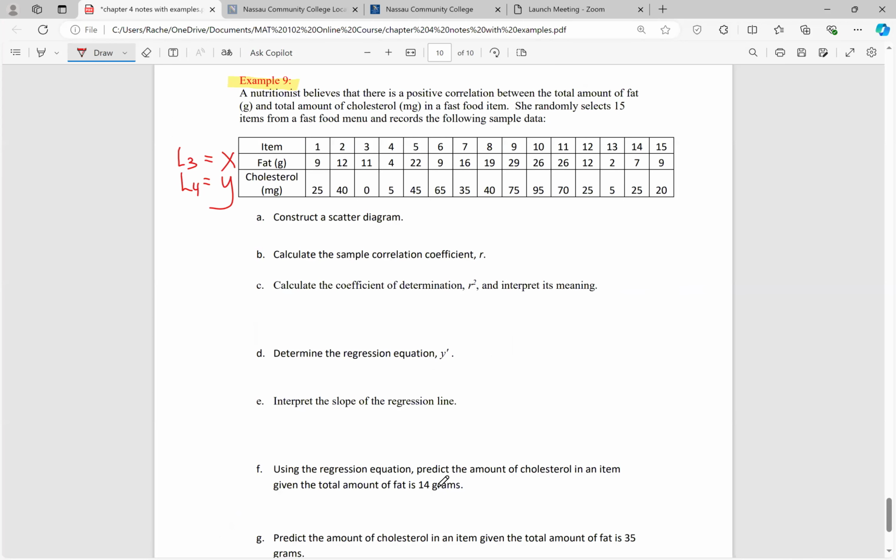So that was part A. So now part B says calculate the sample correlation coefficient R. And remember, the correlation coefficient R measures the strength of the linear relationship. Now we determined with the scatter diagram that there's a positive linear correlation, so we should get a positive R value. So let's go back to the calculator.